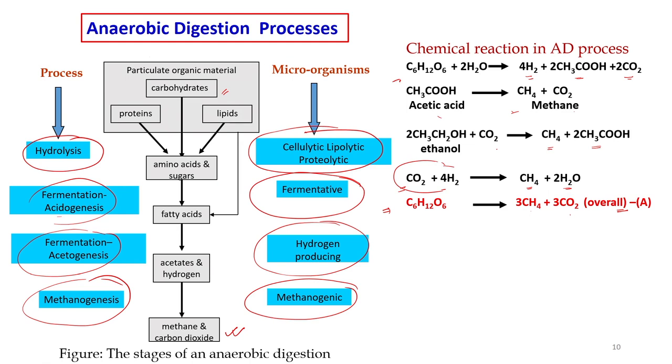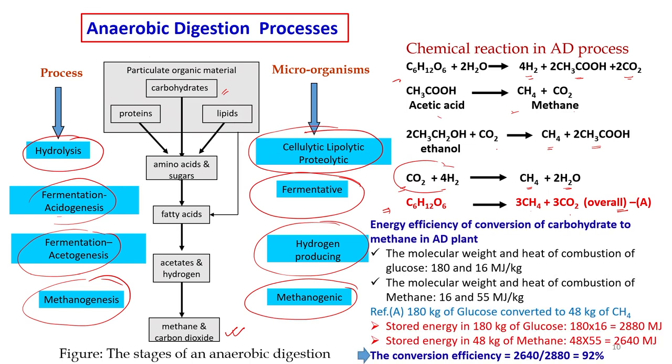Now let us look at the energy efficiency of conversion from glucose to methane, and how efficient the process is from glucose to methane and carbon dioxide. For this, we must know the molecular weight and heat of combustion of glucose. We can find the molecular weight of glucose, C6H12O6, which is 6 into 12 plus 1 into 12, plus 16 into 6. If you do the calculation, it will be 180. And the heat of combustion of glucose is 16 megajoule per kg. And the heat of combustion of methane is 55 megajoule per kg.